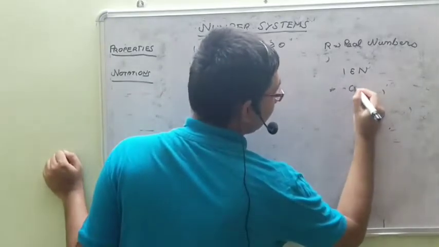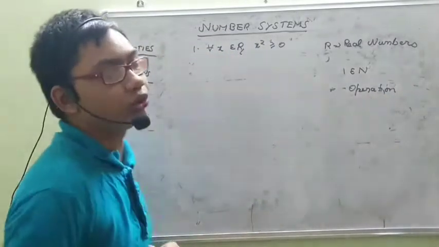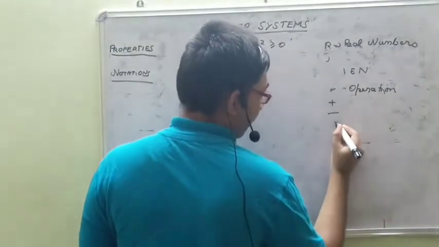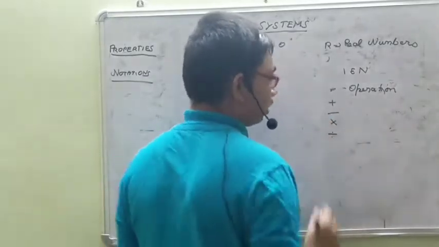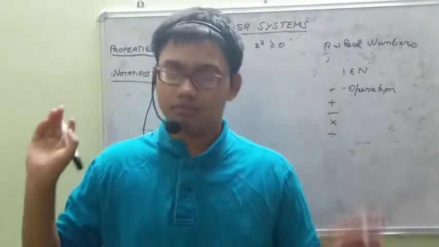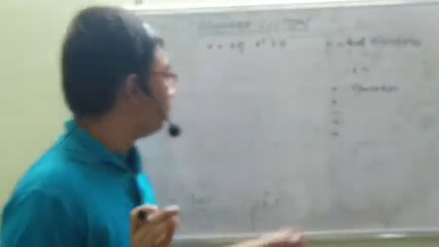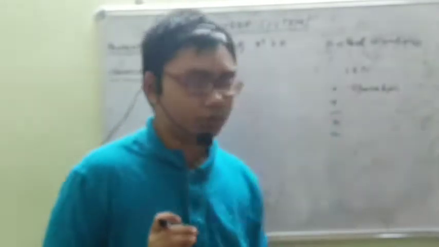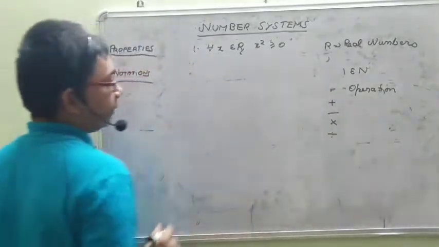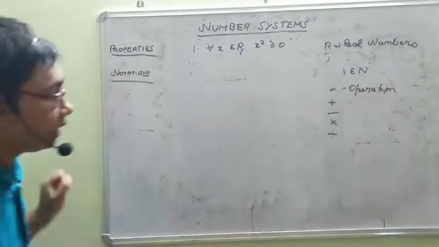Then let us take some star. Star is some operation on numbers. What are the four basic operations you know? Addition, subtraction, multiplication and division. These are the four operations we commonly do on numbers. The square root is there, but we will not consider that here. So the star can represent any of these operations.